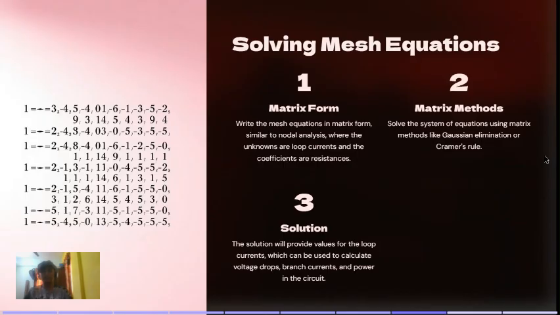Solving mesh equations. Matrix form. Write the mesh equation in matrix form similar to nodal analysis, where the unknowns are loop currents and the coefficients are resistance. Matrix method. Solve the system of equations using matrix methods like Gaussian elimination and Cramer's rule. Solution. The solution will provide values for the loop currents, which can be used to calculate voltage drop, branch currents, and power in the circuit.